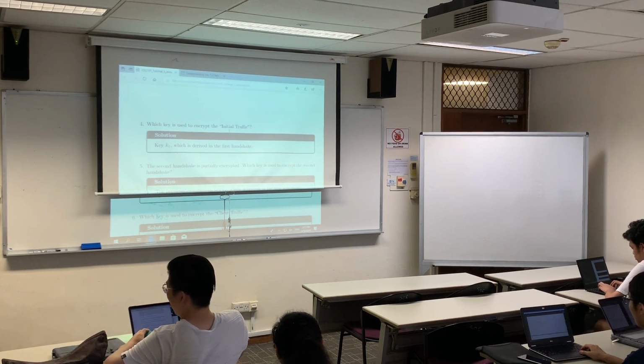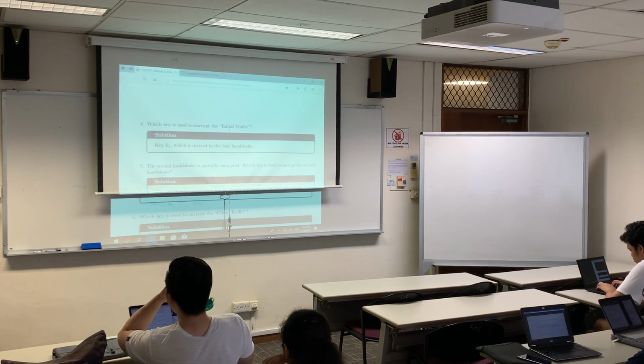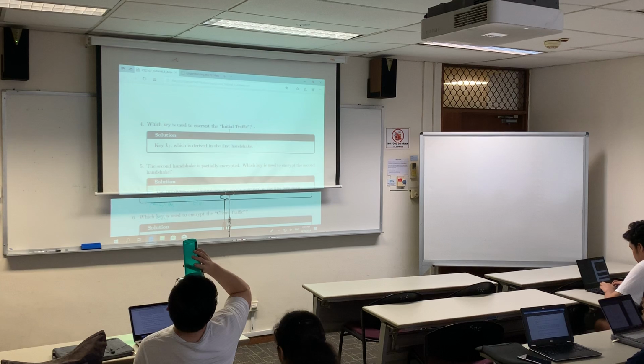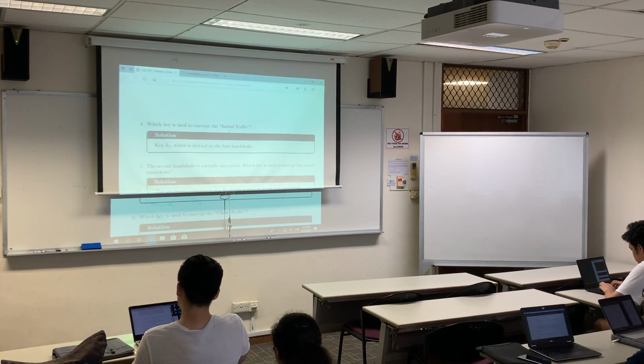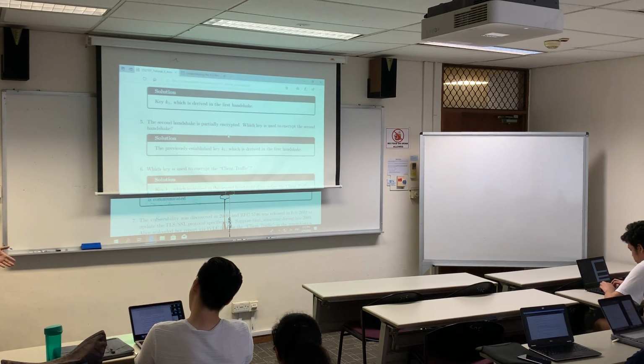So which key is used to encrypt the initial traffic? Of course, key 1 is used to encrypt the initial traffic, and key 1 is generated by the handshake between the attacker and the server. So the fifth question is, the second handshake is partially encrypted. Which key is used to encrypt the second handshake? And this is a renegotiation protocol, which means this new handshake, the second handshake, is based on the previous session keys. So session key 1 is used to do the encryption.